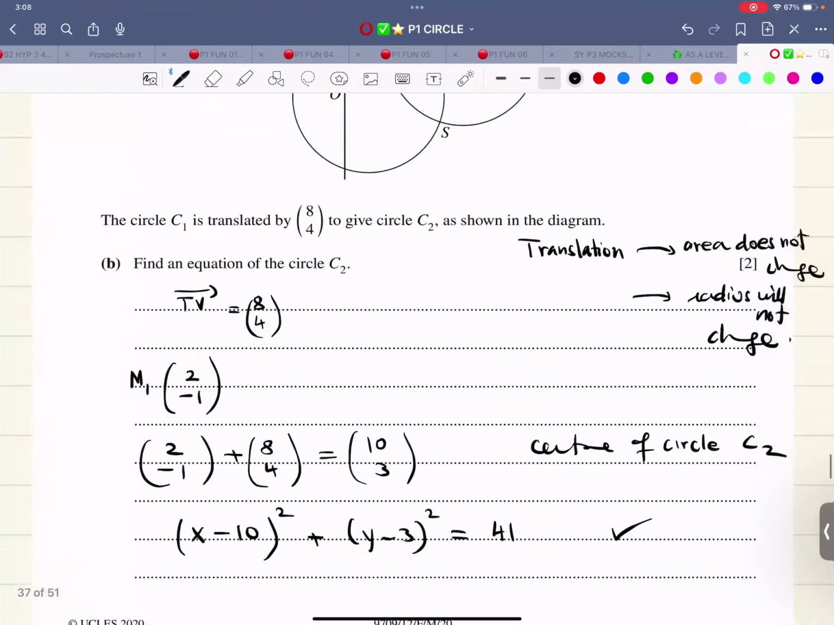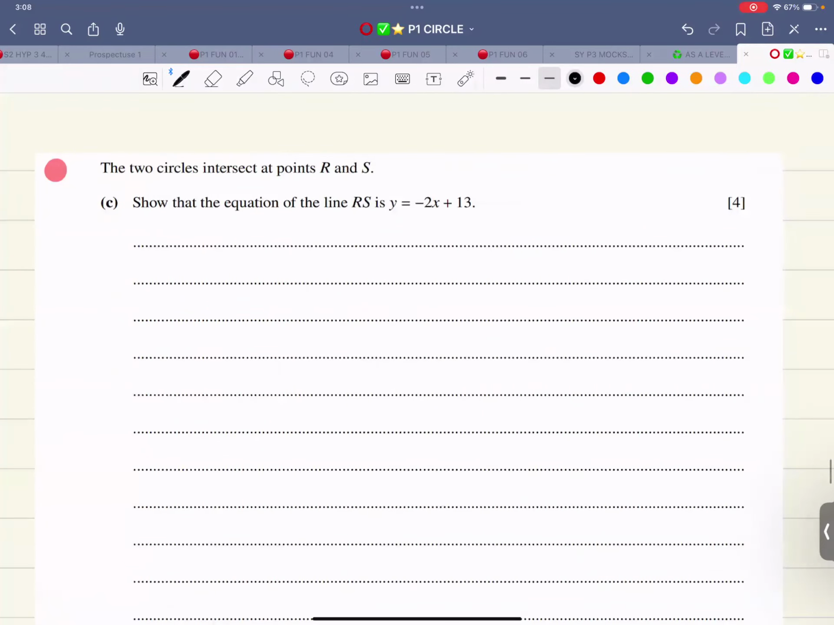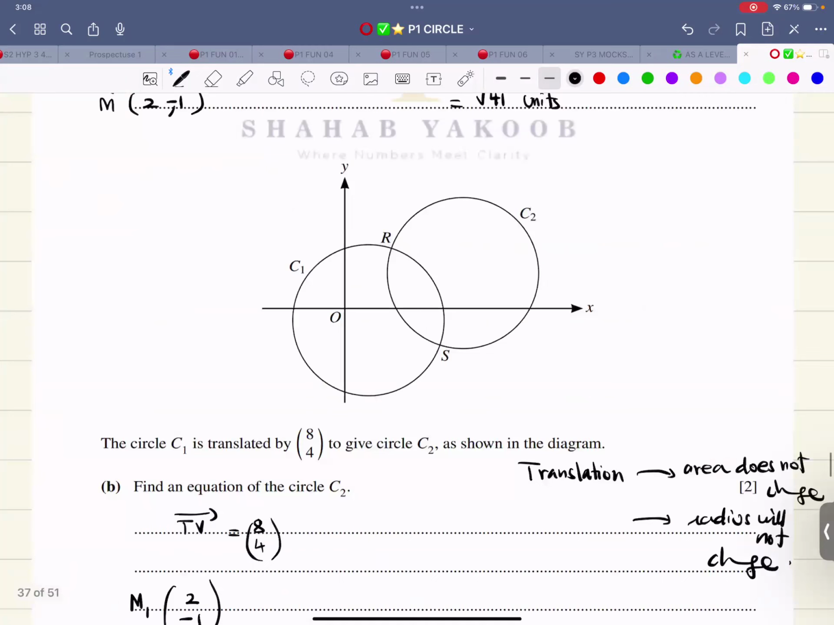Now let's move on to the next part. The two circles intersect at points R and S. Show that the equation of the line RS is this thing. Now, the rule is, if this line RS goes like this, then this line from this center to this center. So let me label this first one as M1 and this as M2.